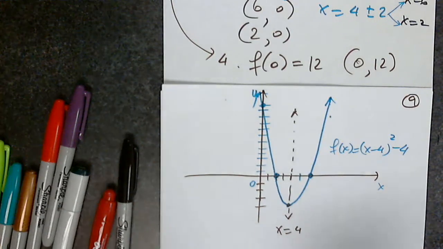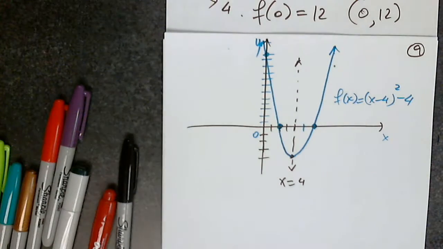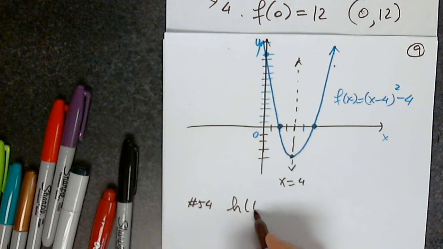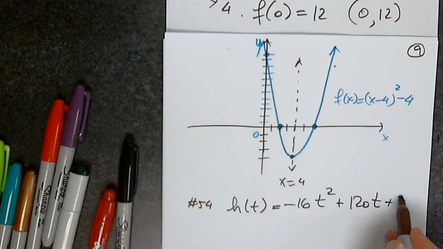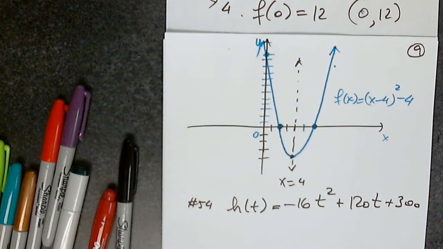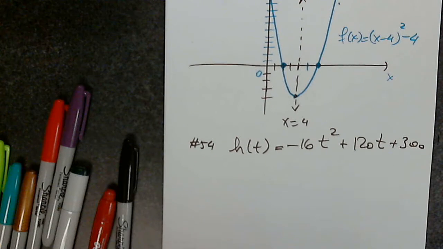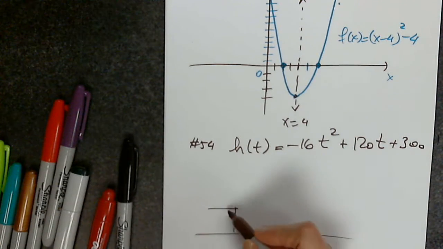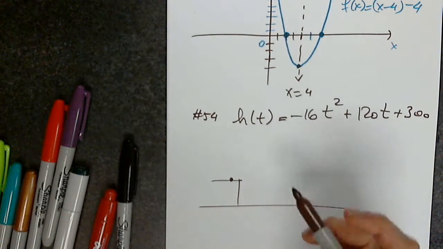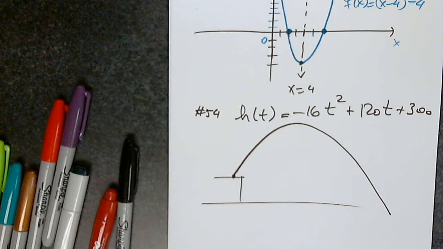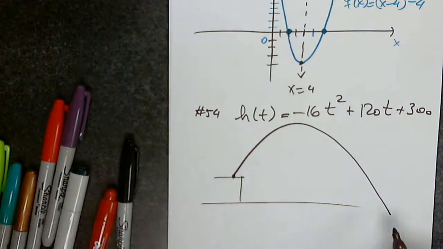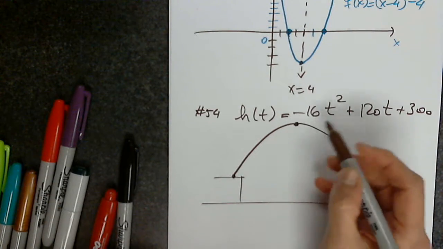Okay, let's look at a couple of word problems now. 54. The function h of t equals negative 16t squared plus 120t plus 300 gives the height in feet of a projectile fired from the top of a building after t seconds. So here's the building, and we fire the projectile up in the air. It will definitely do this. It will reach a maximum, and eventually will definitely hit the ground.